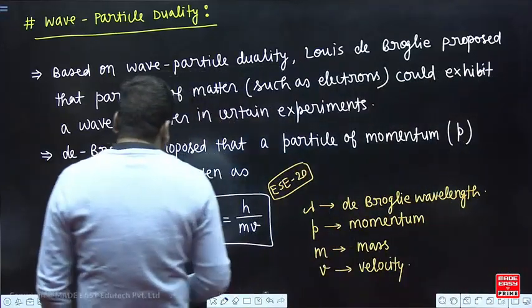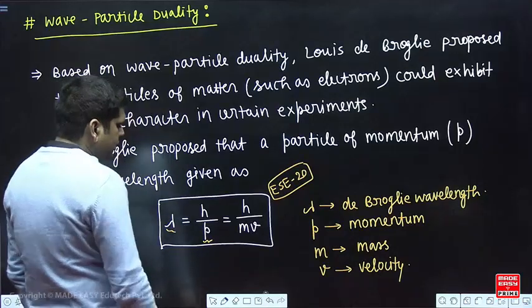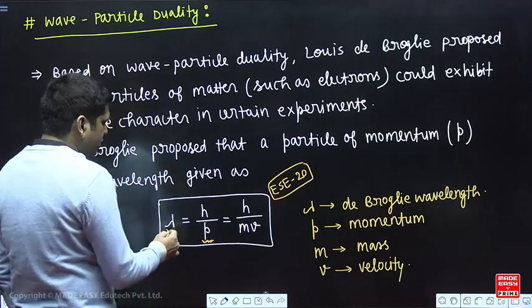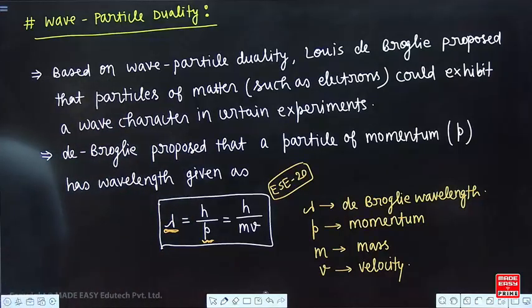So if you know the wave character, means you know the wavelength, then you can calculate the particle character. If you know the particle character, then you can calculate the wavelength. So this relationship is basically the interlinking point.